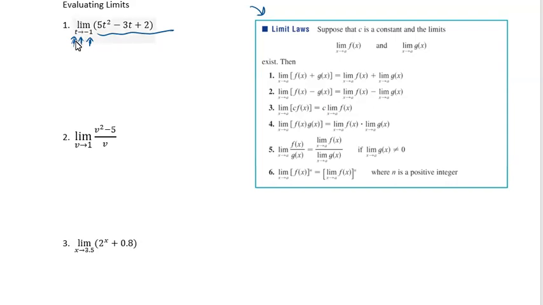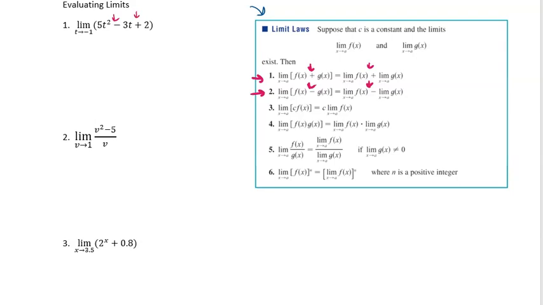So in order to evaluate this limit, we're going to look at how the different limit laws apply to this function. Our first limit law right here is saying that you can break apart terms where you have addition and you can take the limit of each one separately. Similarly, our second limit law is the same thing for subtraction. We have both addition and subtraction. So in our first step, we're going to use limit laws 1 and 2.